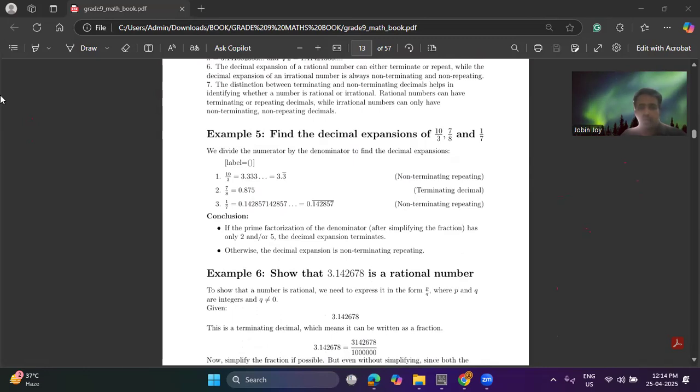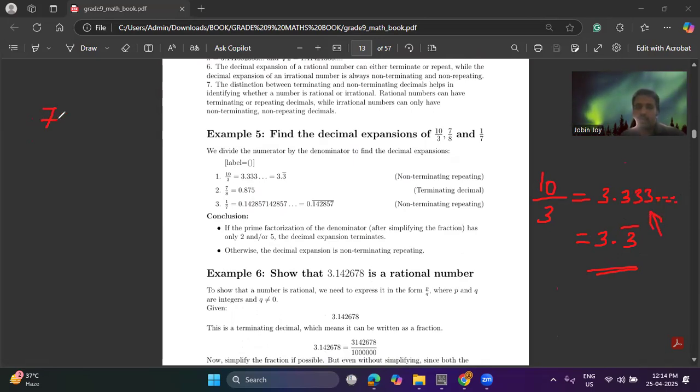Next example, 10 by 3. What is 10 by 3? The answer of 10 by 3 is 3.333, etc. That means here 3 is repeating. That means you can write 3.3 bar. This is non-terminating but repeating. Here repeating means this 3 is repeating, but this is non-terminating. So this is non-terminating repeating.